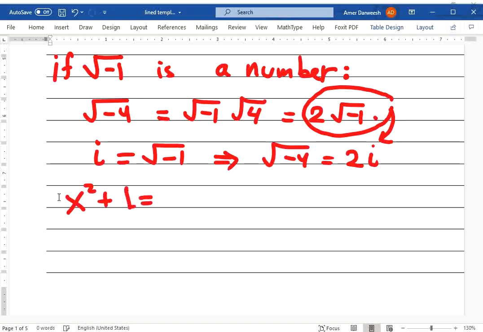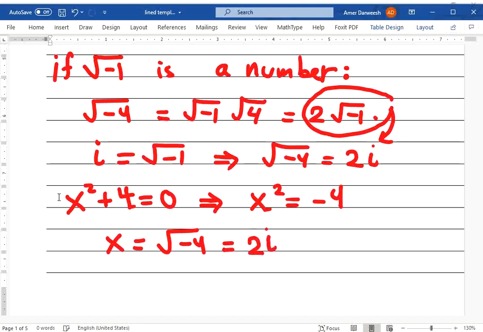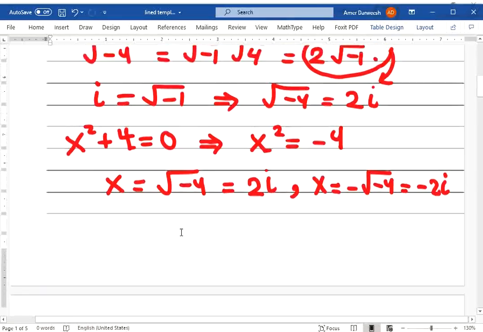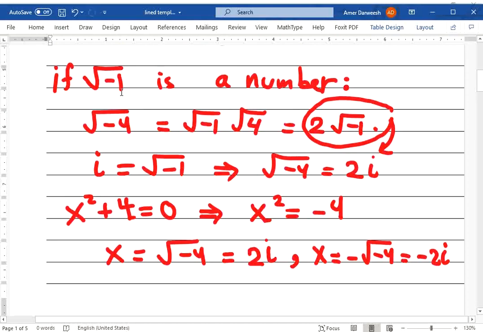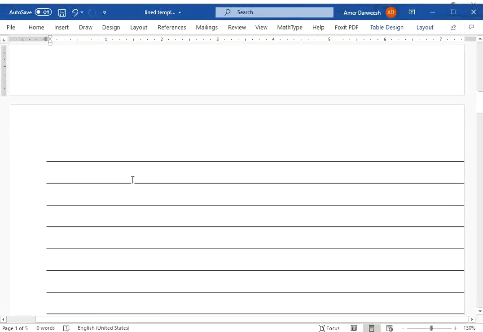لو كتبنا x squared plus 4 equals 0, then I can say x squared equals minus 4. Then x equals square root of minus 4, which is 2i, or x equals minus square root of minus 4, which is minus 2i. لكن زي ما حكينا هاي الأعداد راح تضلها ليست أعداد حقيقية، لأنه إحنا بالأعداد الحقيقية لا نؤمن بأنه جذر السالب 1 هو number، وبالتالي رايحين نسمي هاي الأعداد complex numbers.